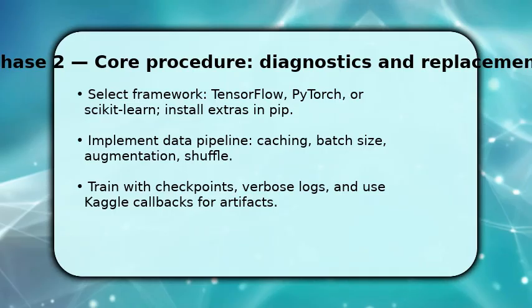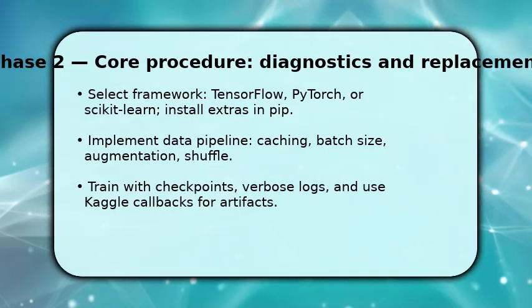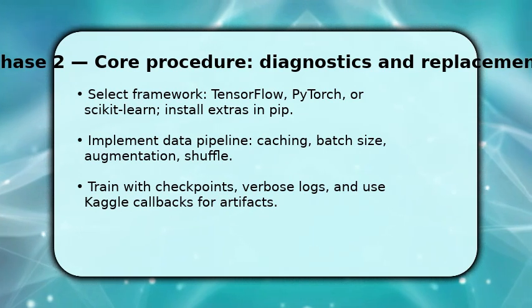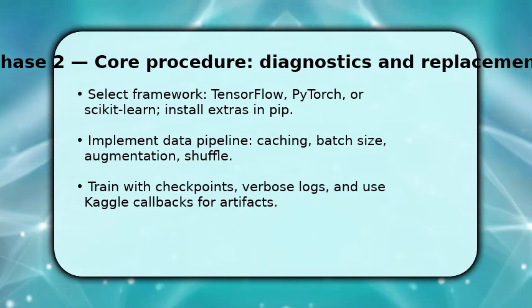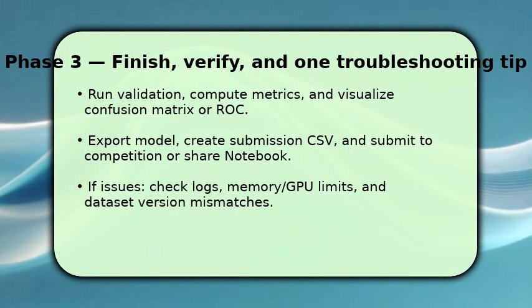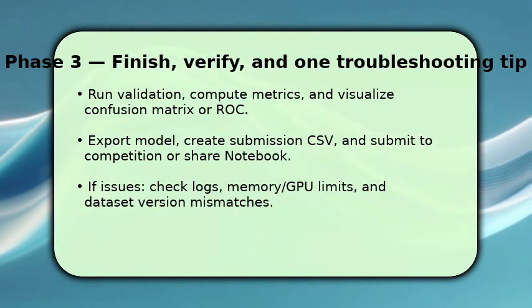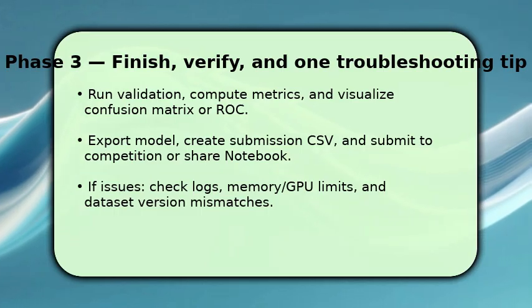Once a run completes, upload model artifacts to the Kaggle output directory and use the Kaggle callbacks to save weights and metrics. This ensures portability and easy submission. You finish by evaluating on the validation set. Compute metrics, generate plots, and inspect failure cases to understand model behavior.